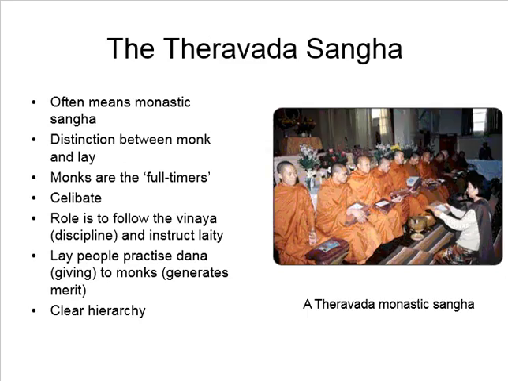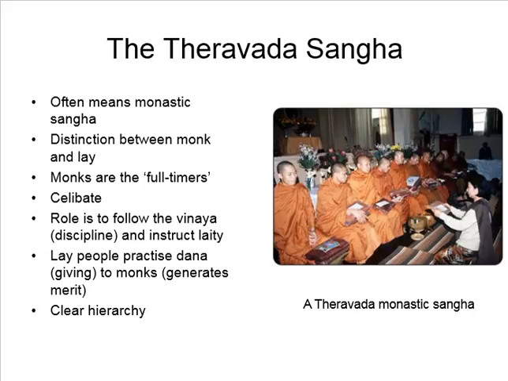The last of the three jewels, Sangha, I take refuge in the Sangha. Often in Theravada Buddhism, the emphasis is on the monastic Sangha and the distinction between the laity and the monks, with the proper Buddhists being the monks, the Catholic priests, as it were. Monks are the full-timers, they're celibate. Their role is to follow the three baskets, especially the one of discipline, the Vinaya, and instruct the laity. Lay people practice dana, or giving to the monks, and this generates merit. A clear hierarchy is developed.